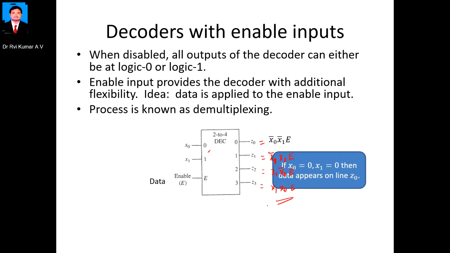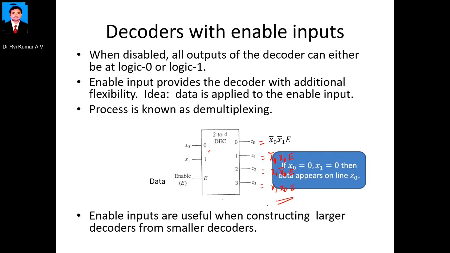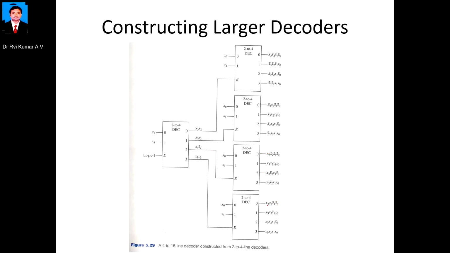Even here X0 is equal to 0, X1 is equal to 0, then data appears on the line Z0 along with your enable. So enable inputs are useful when constructing a larger decoder from smaller decoders. So here we can realize the 4:16 decoder by using 2 to 4 line decoders.